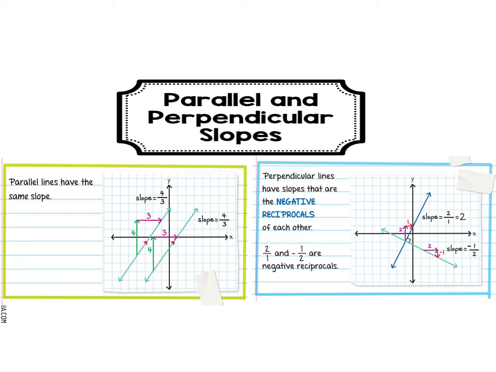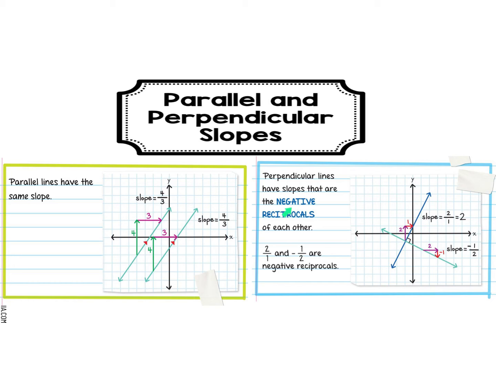Now we're going to look at parallel and perpendicular slopes. We can tell if 2 lines are parallel by looking at the slopes, or we can tell if they're perpendicular by looking at the slopes. If lines are parallel, then they have the same slope. So notice here, this line has a slope of 4 over 3. This line has a slope of 4 over 3. These lines are parallel and they will never cross.